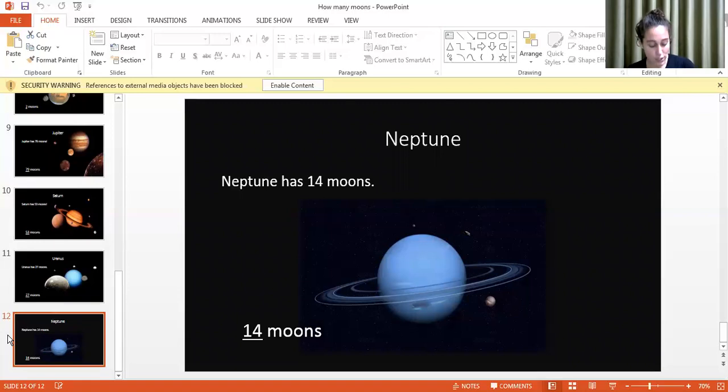Next, it says which planets have more moons than Uranus? So you go over and you find Uranus and you look at the lines that are bigger than Uranus, and they have more moons than Uranus. And then it says which planets have less moons than Neptune. So again, you go over to Neptune and you see which lines are smaller. We have 4 of them.